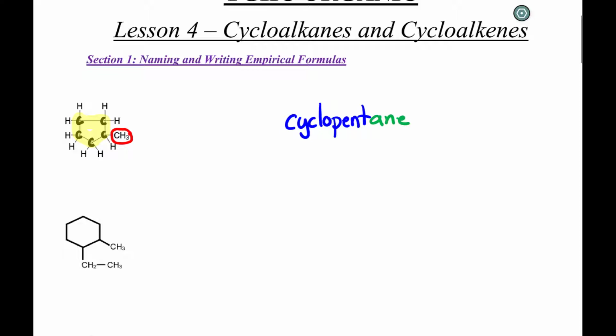Okay. Now we do need to give this branch a name, so I do have a methyl group. So this is methylcyclopentane, but I'm not giving it a location. Because this thing is cyclic, there's no real beginning and end, and because there is only one branch, the assumption is that the methyl is on the first carbon. So it's considered redundant for you to say 1-methylcyclopentane.